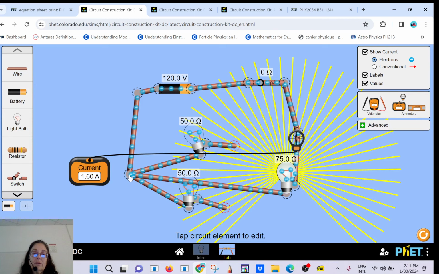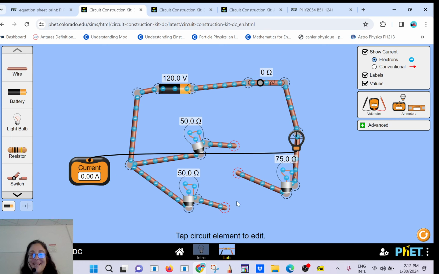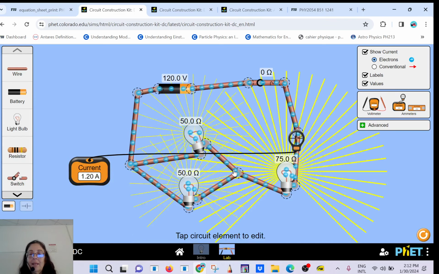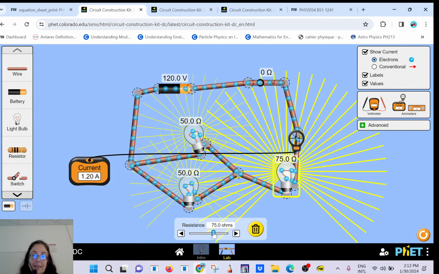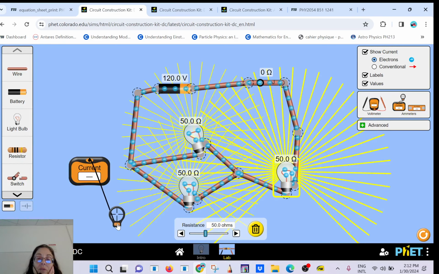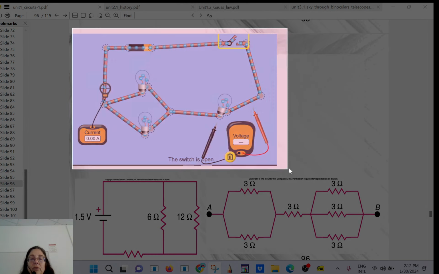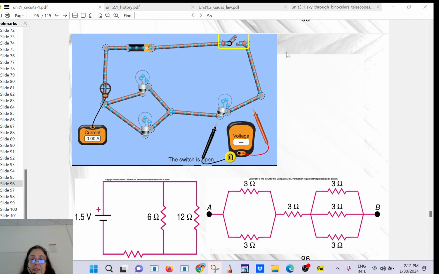So let's go back. So now we need to find the voltage drop. So let's do it and see where I am. So let's try to solve everything we can solve here.